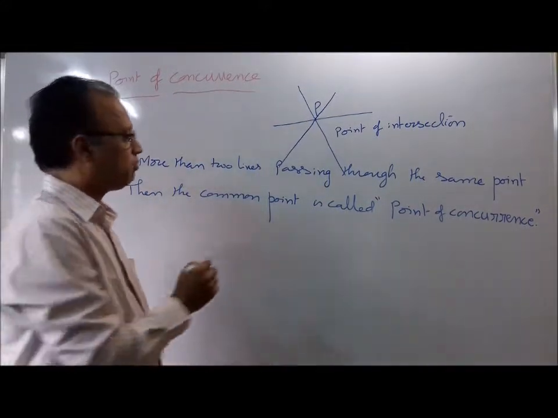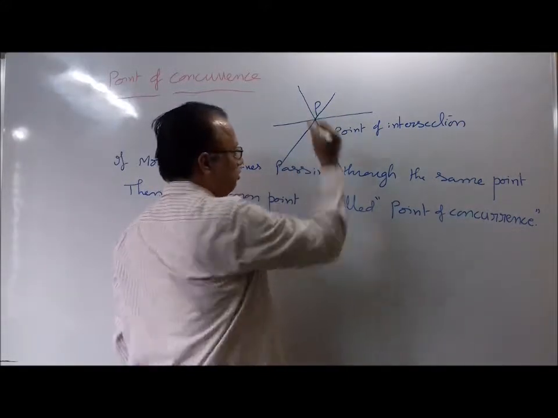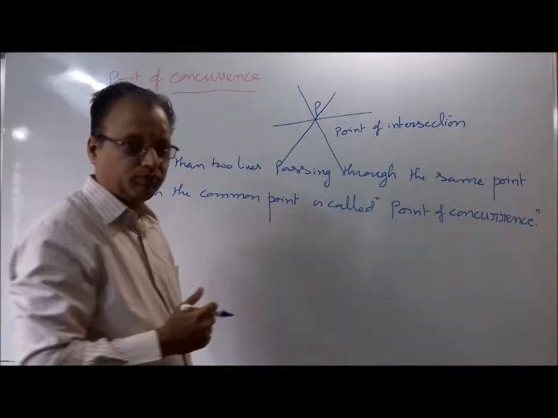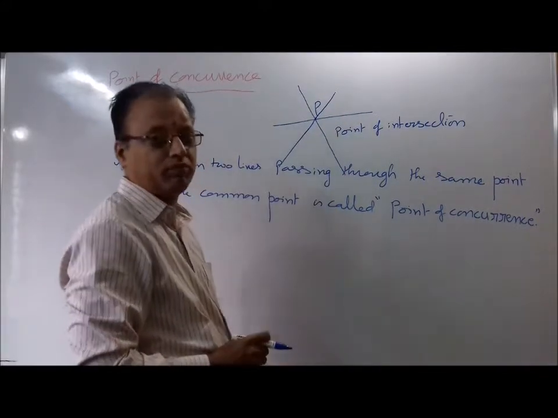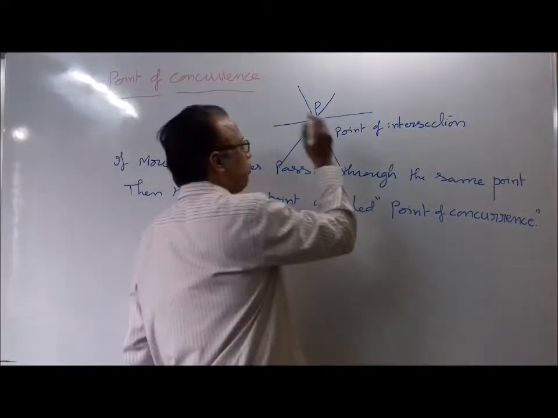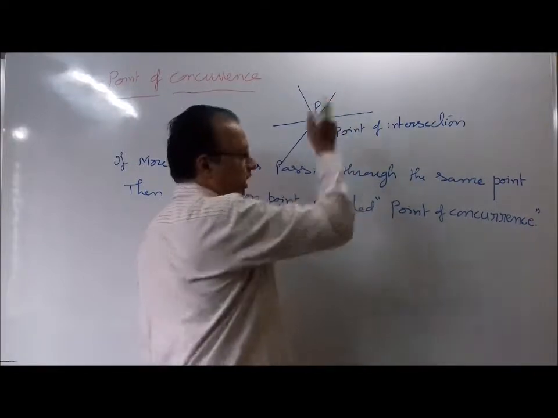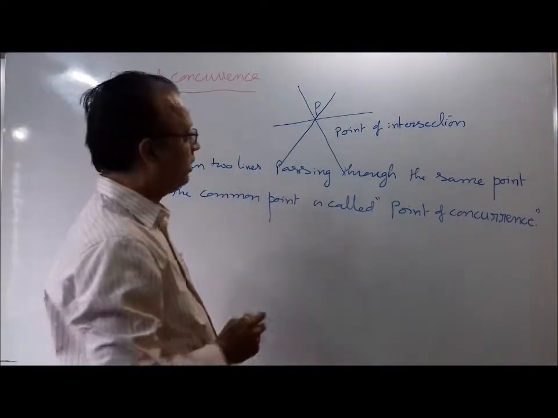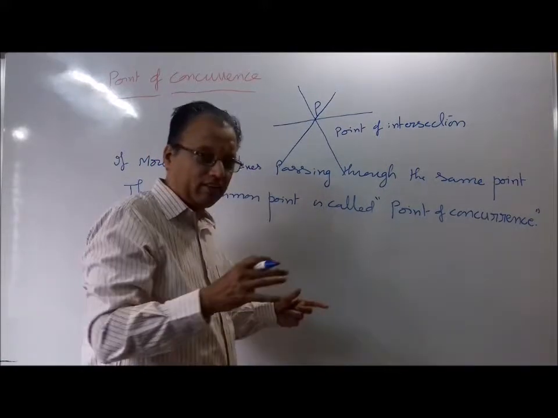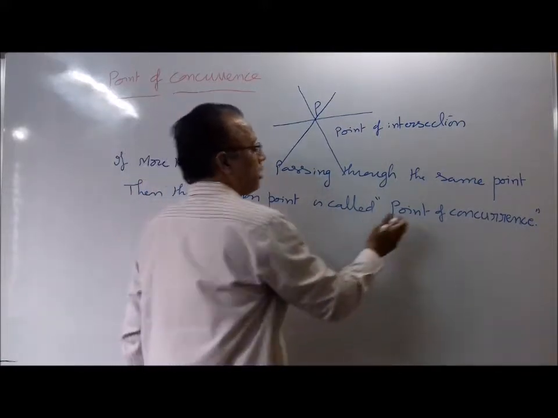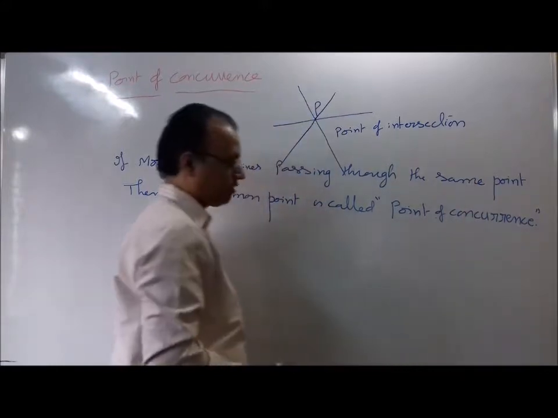To find the point of concurrence, what we should do is take any two lines in the given lines, then find the point of intersection of those two lines. Then that point is the common point for all the lines. So we say that is called the point of concurrence.